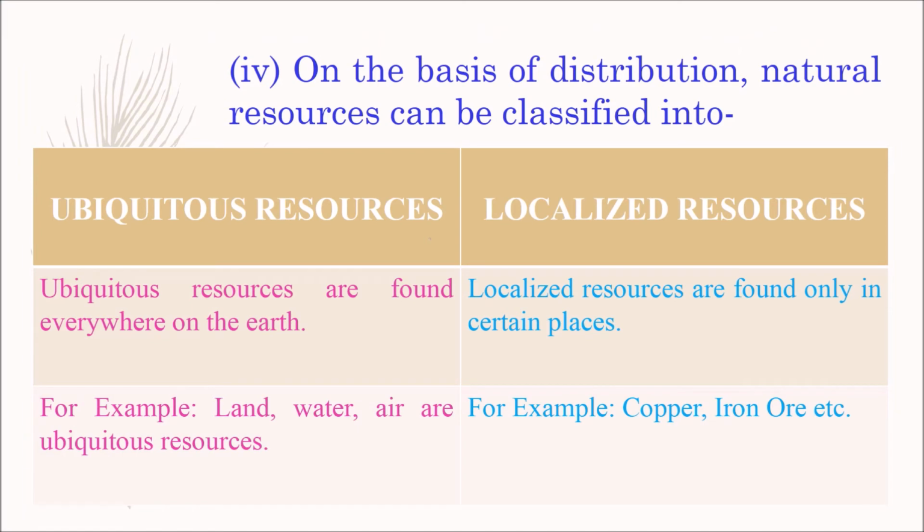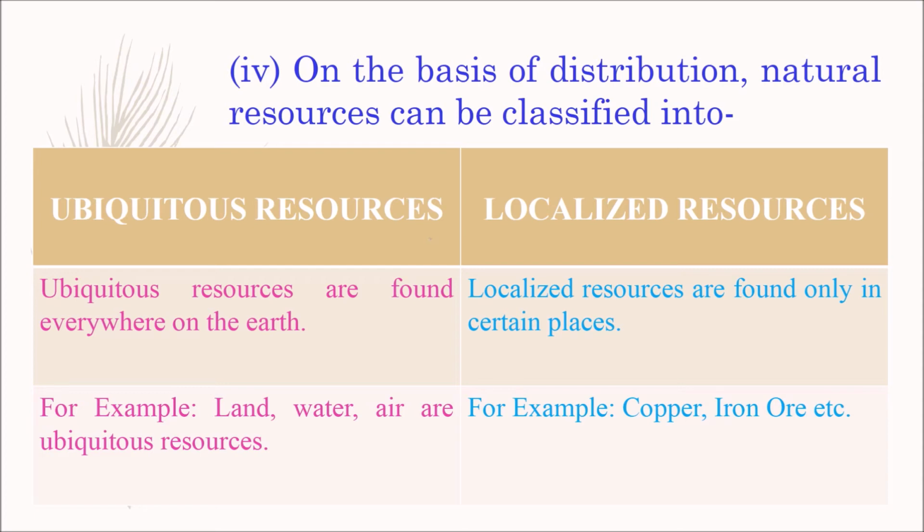The fourth one is on the basis of distribution. Natural resources can be further classified into two. The first one is ubiquitous resources and the other one is localized resources. Ubiquitous resources are found everywhere on the earth, whereas localized resources are found only in certain places.